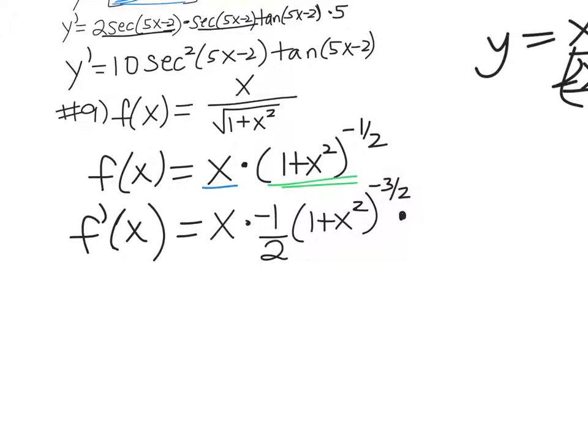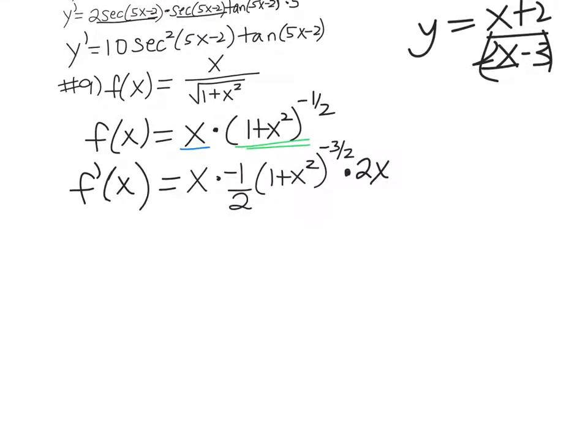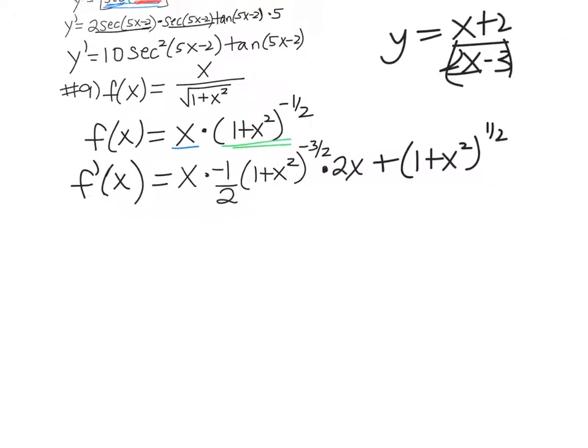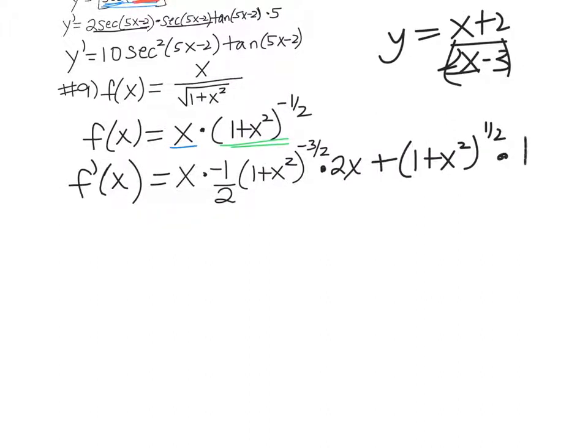All I'm doing is the outside part, just the power rule. Now times the derivative of 1 plus x squared, which is 2x. That's the hardest part of this whole thing. Well, maybe simplifying at the end is the hardest. So that's A times B prime plus B times A prime, which is 1. Okay, now we get to simplify this. You ready?